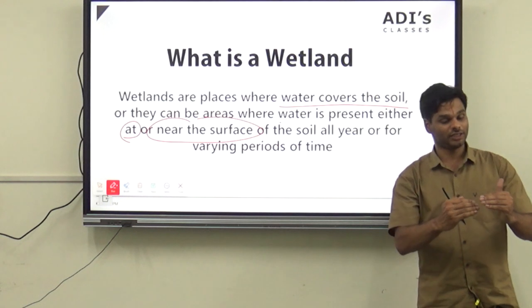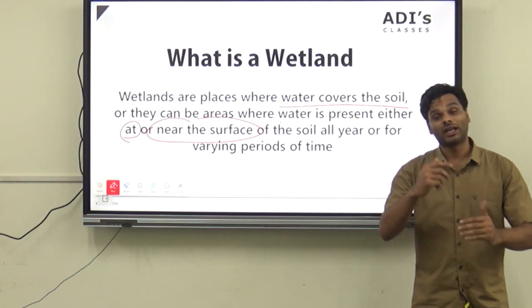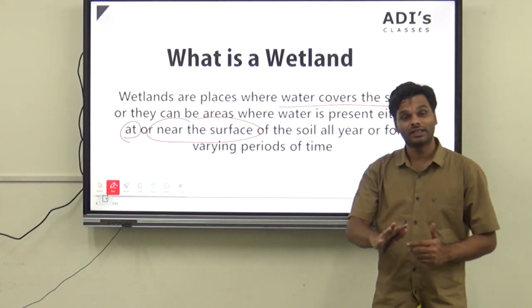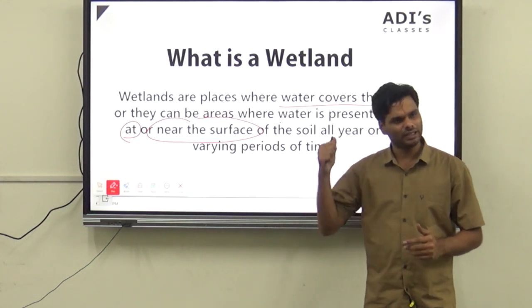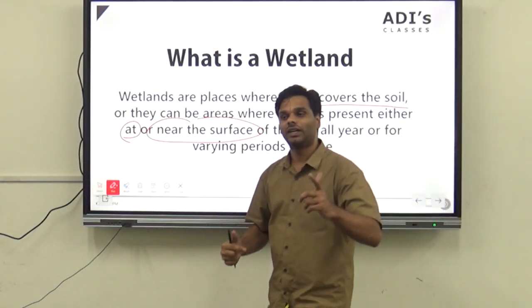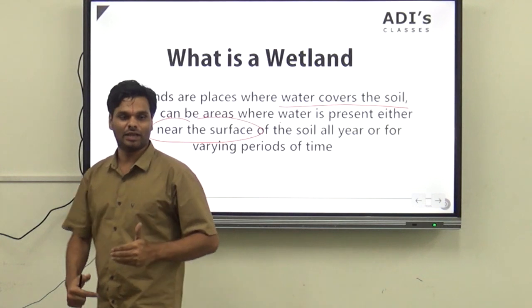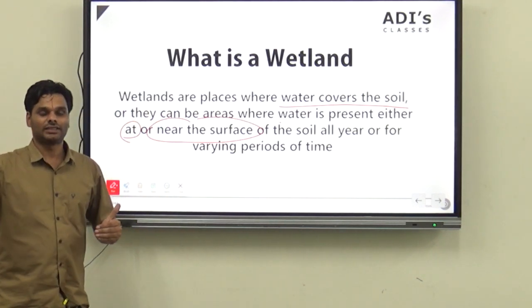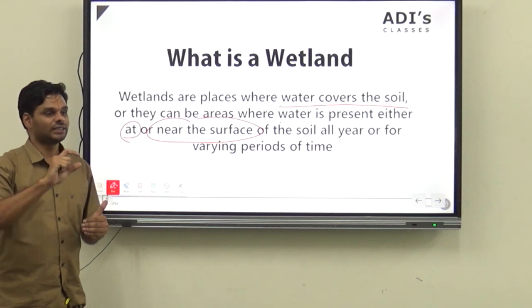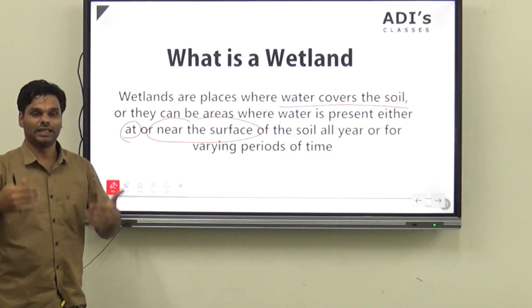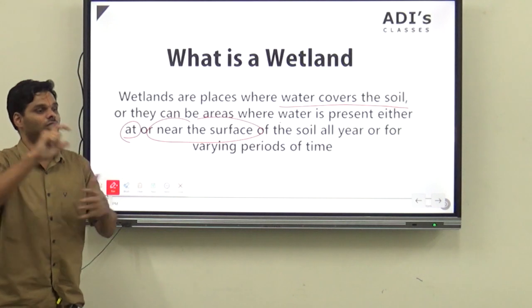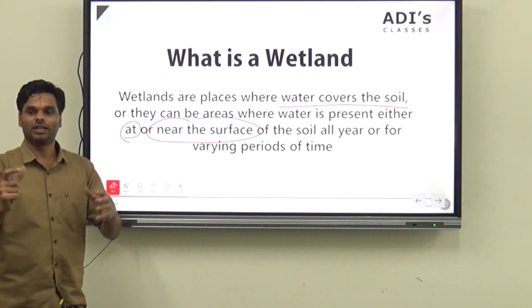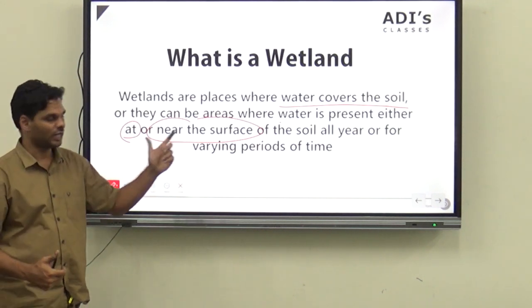If the water is just below the surface, you can consider those areas also as wetlands. In the prelims they will ask, what is a wetland? And they will give you examples. Areas where water is stagnant above the soil. Areas where water is found at 10 centimeters below the soil throughout the year. So they'll ask these kind of questions. You should know the technical definition, okay?